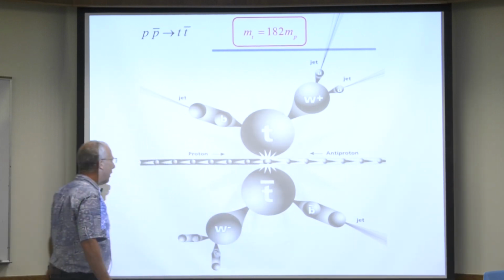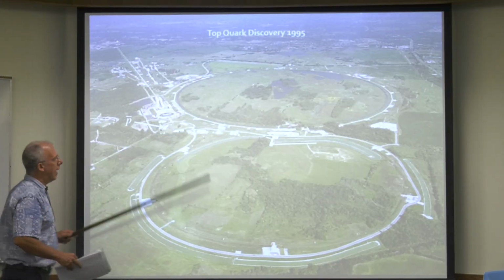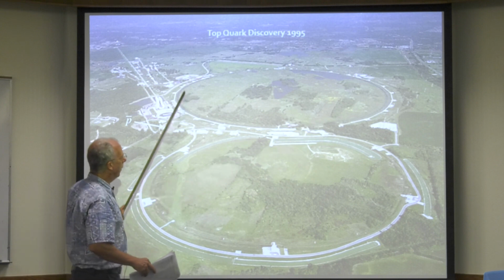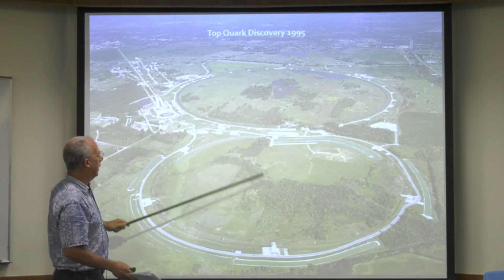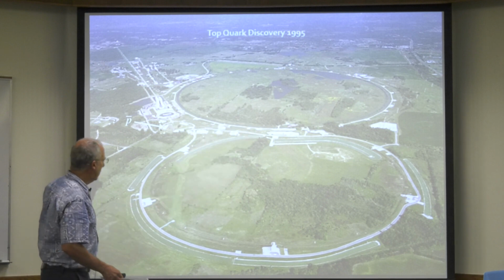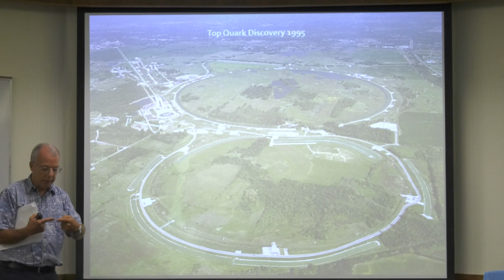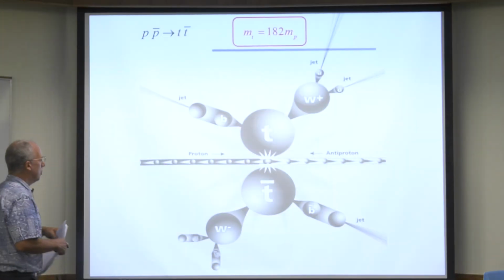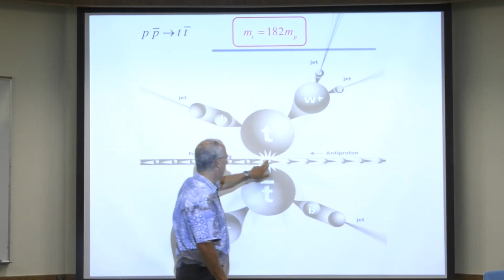Here's how they did it at Fermilab. For quite a while at Fermilab, they just knew how to accelerate protons. But then later on, they figured out how to make antiprotons. And so they had the protons going one way and the antiprotons going the opposite way so they could have head-on collisions. So here's the proton beam. Here's the antiproton beam.